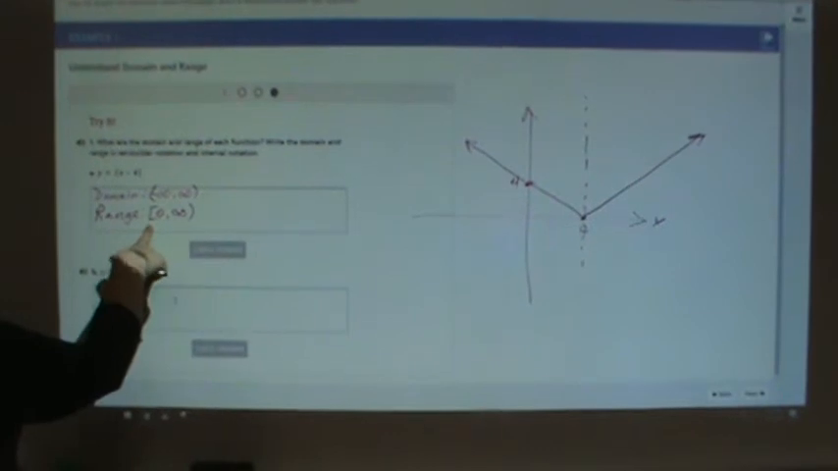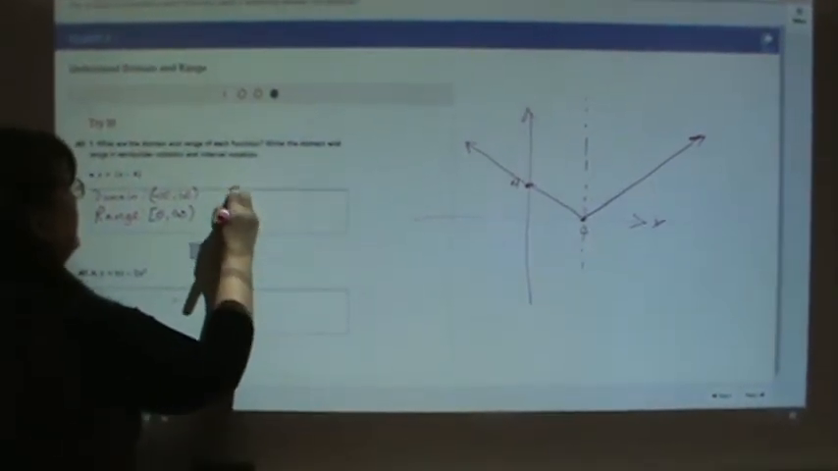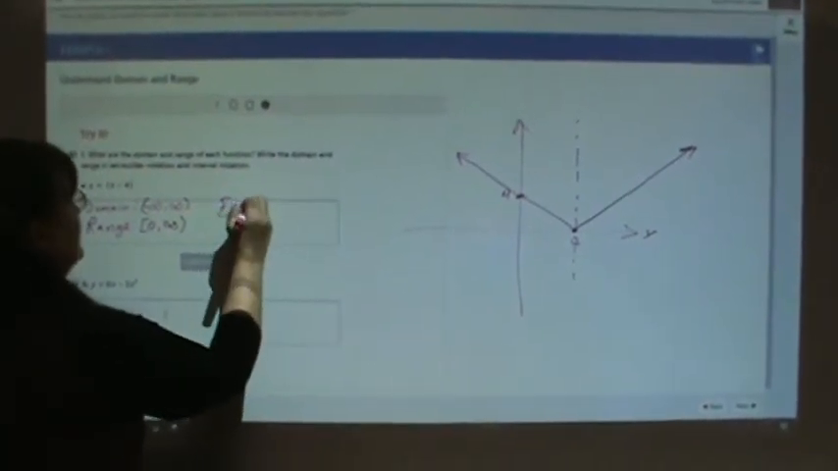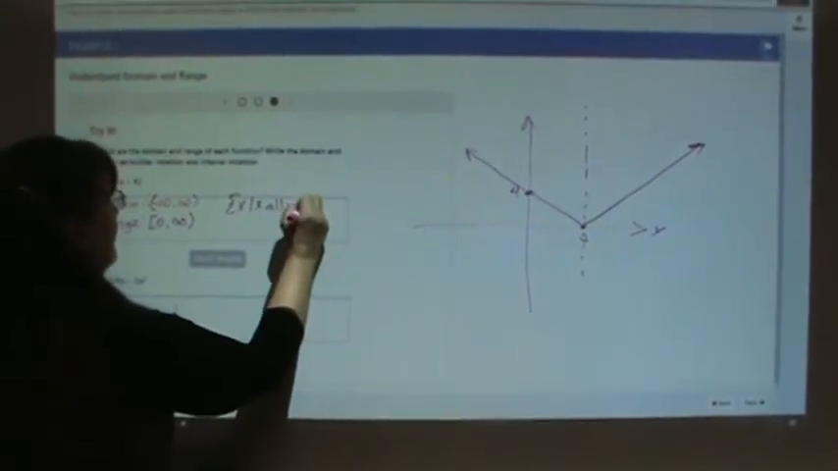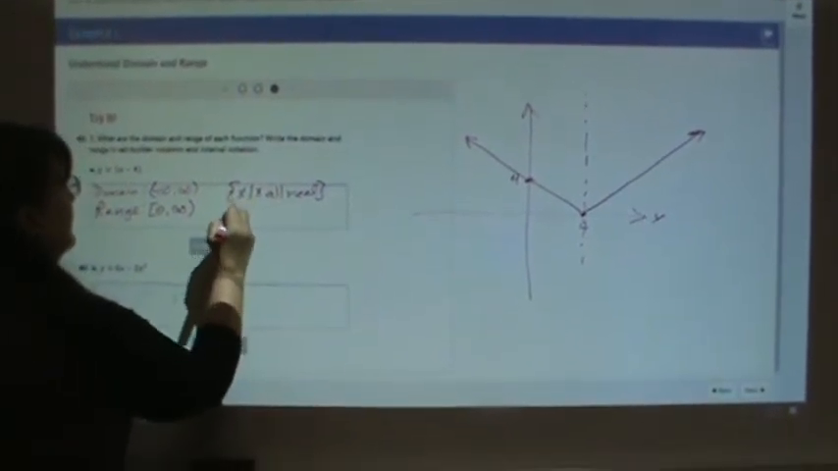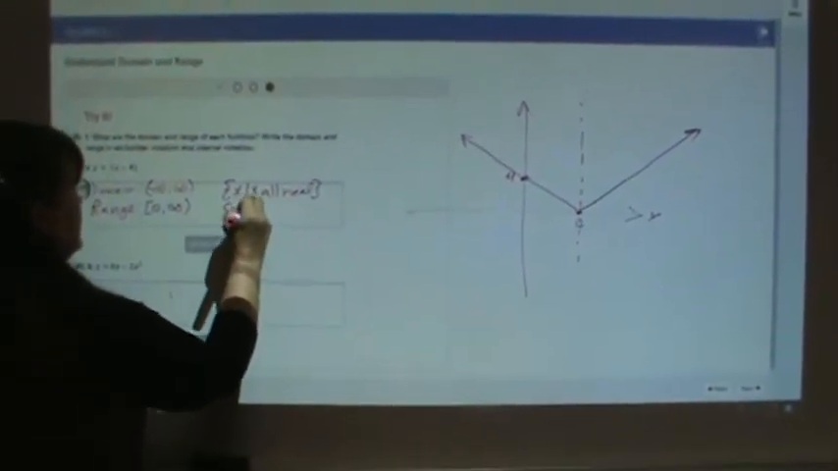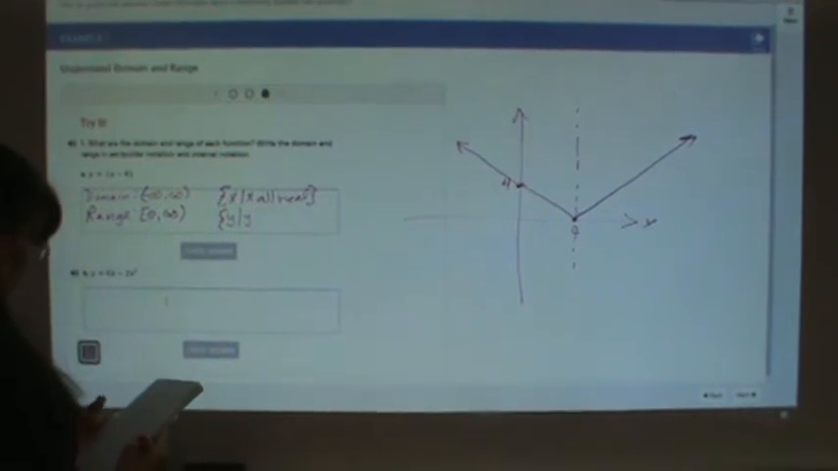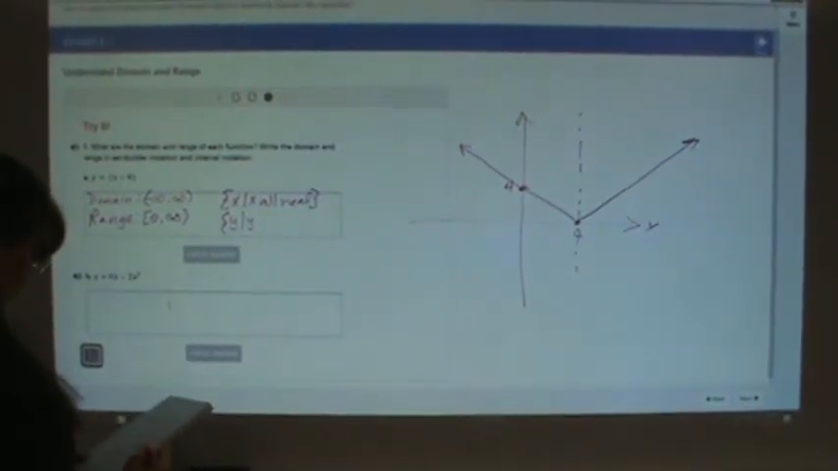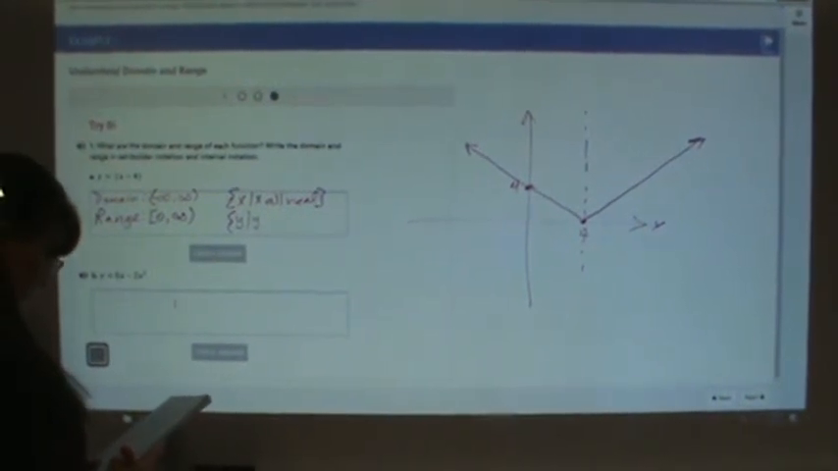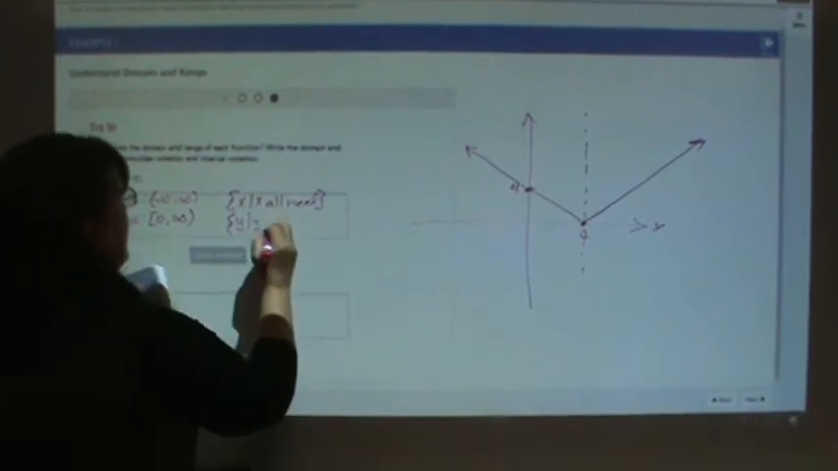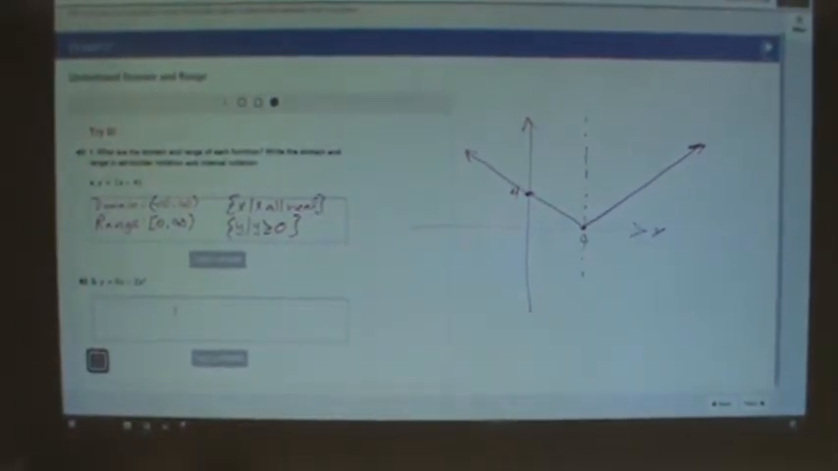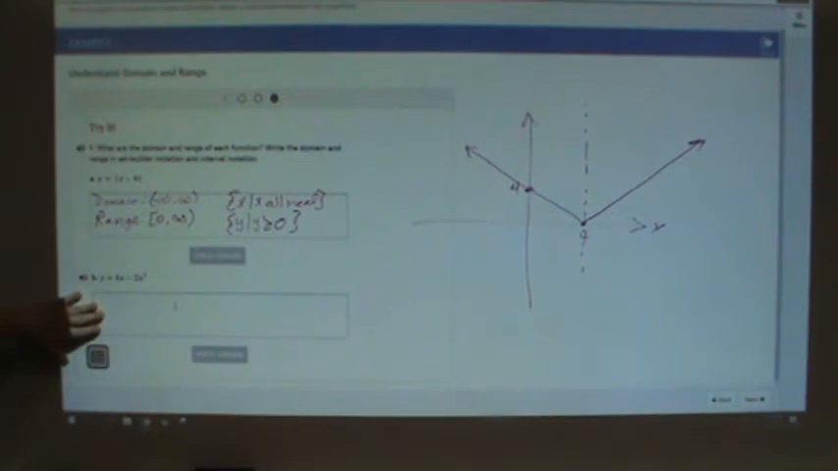Now, this is in interval notation. To put it in set builder notation, I would put the set symbol, x such that x is all real, and the range would be y such that y is going to be greater than or equal to 0. Now, we have another try it down here.